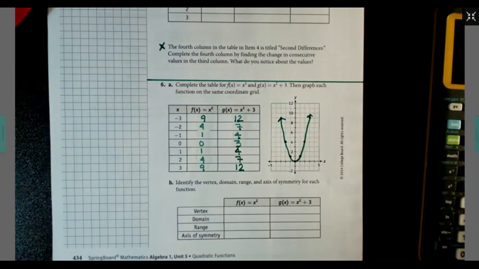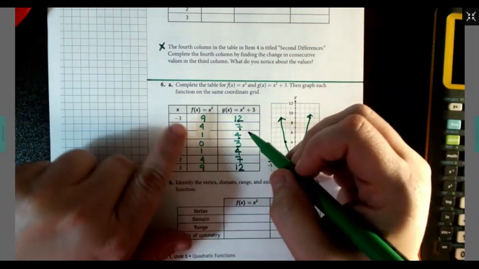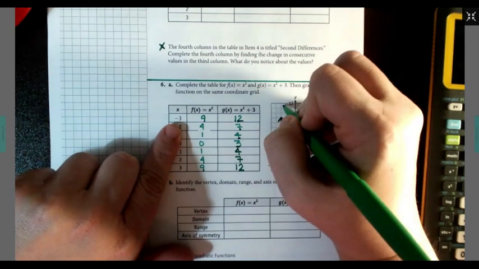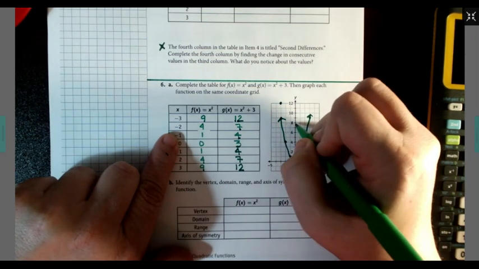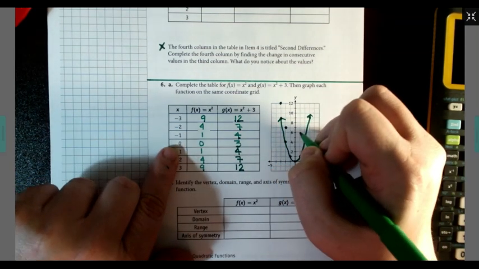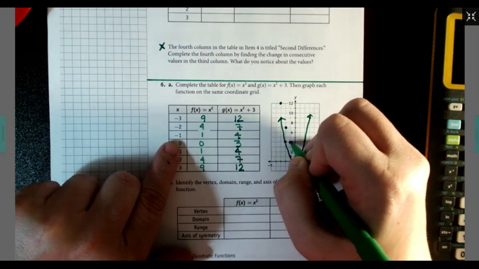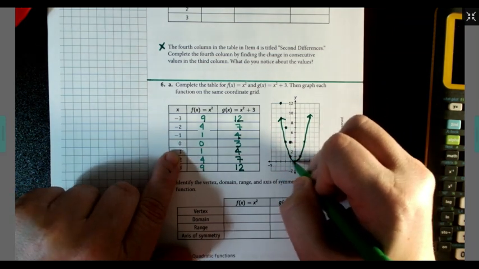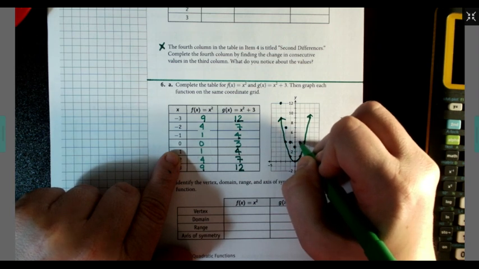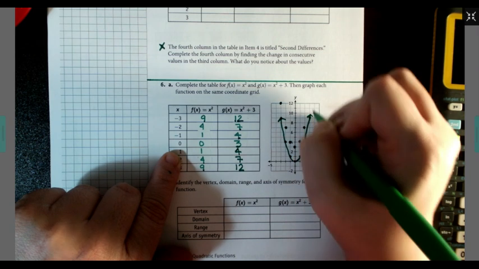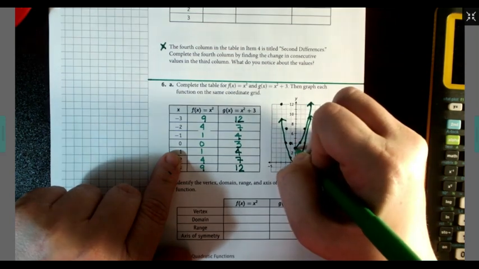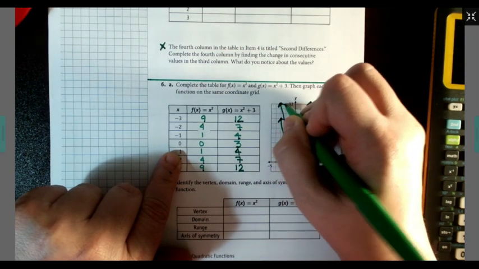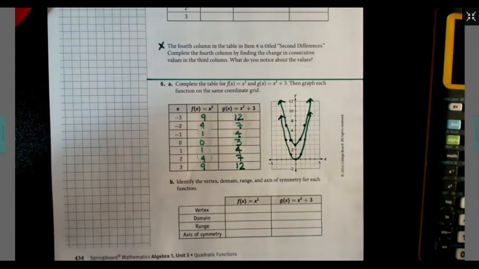All right, let's take a look at the next function. Function g of x. Negative 3, 12. Negative 2, 7. Negative 1, 4. 0, 3. What looks to have happened here?